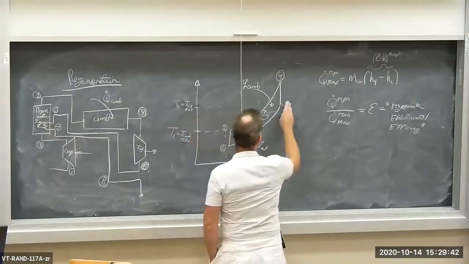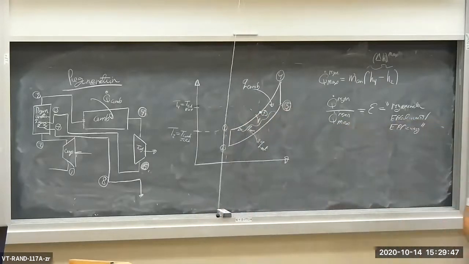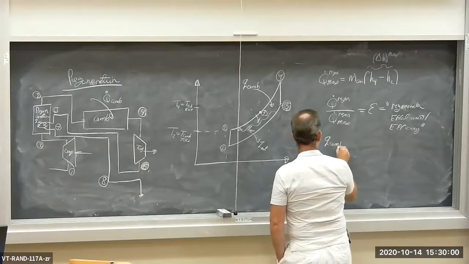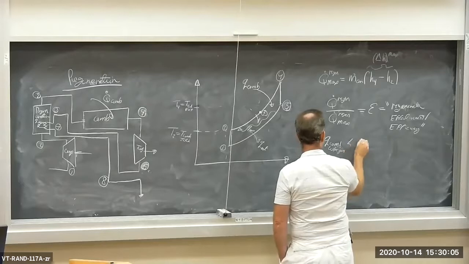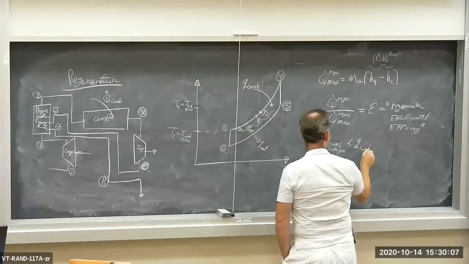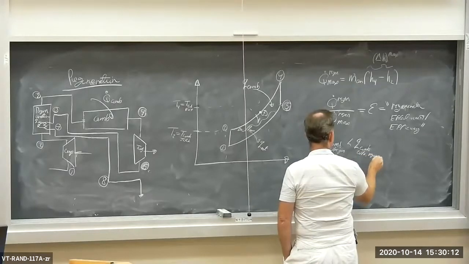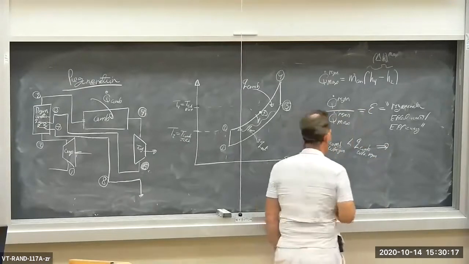Let's see, now I expand it down to state 5. I don't really need to worry about the rest of the states. Those are all having to do with the hot exhaust gas inside the regenerator. I don't really need that. So Q combustor with regeneration is less than Q combustor without regen. So that means that the efficiency is going to be higher if you add a regenerator.